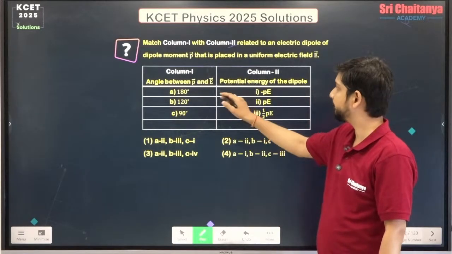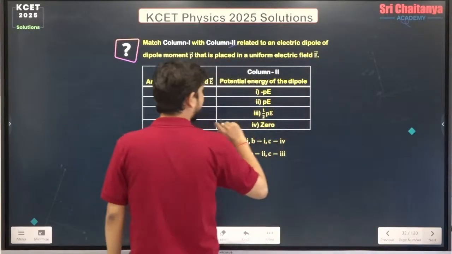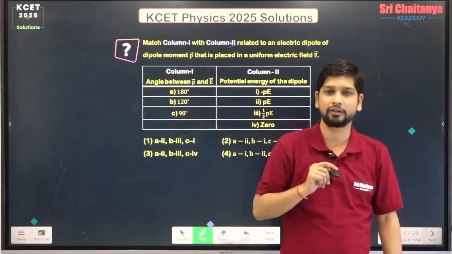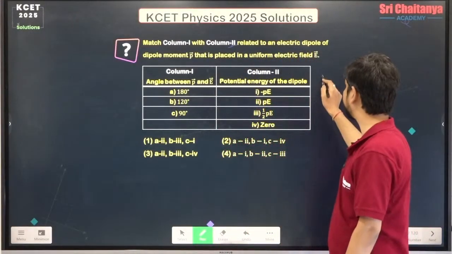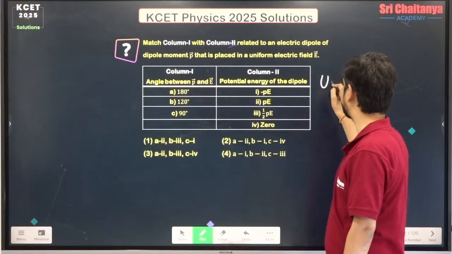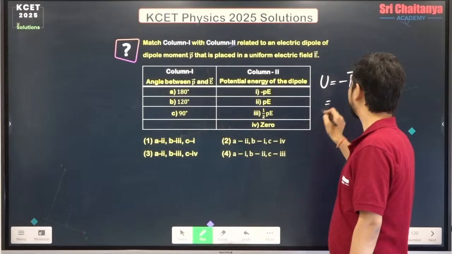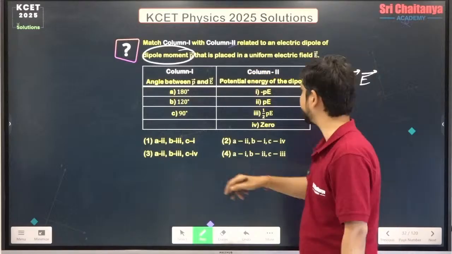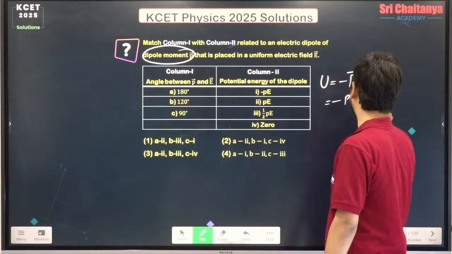Here the angle between vector P and vector E is given, and we have to find the potential energy of the dipole. From the formula summary, I can recall that the potential energy of a dipole in any external electric field is minus P dot E. P is the dipole moment, and E is the electric field. And how do we open the dot product? It is going to be PE cos theta.